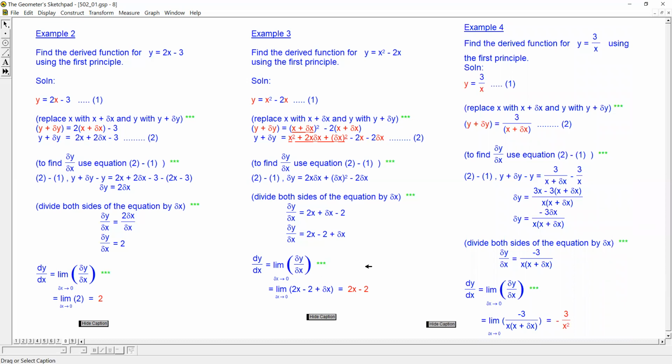Teacher, yes. For step 1, step 2, step 3, the third step, divide by the delta x. Yes. Why the x bracket x plus delta x, the delta x is not divided? You divide one time only.